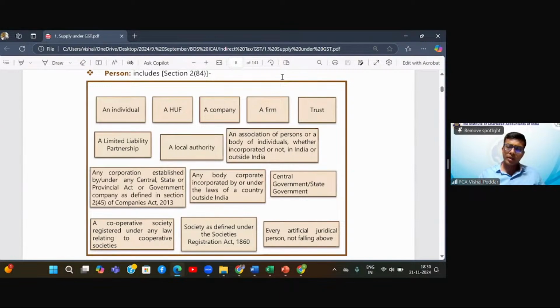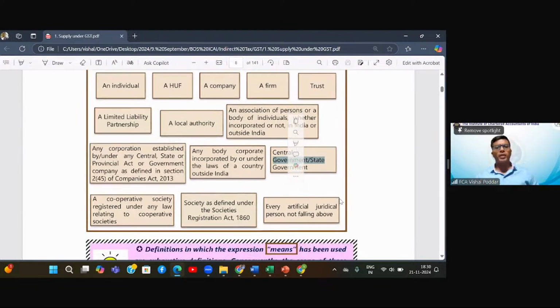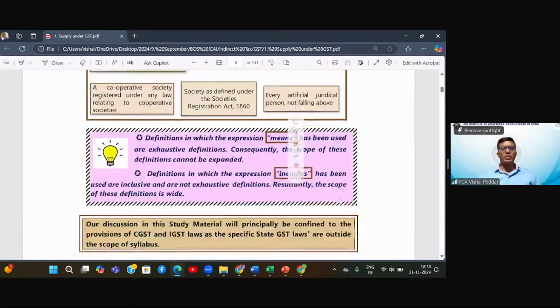It is similar to income tax with only one difference. In income tax, government is not included in the definition of person. So this point is missing when you study the income tax law definition of person. Otherwise, the entire definition of income tax person and GST person is the same.